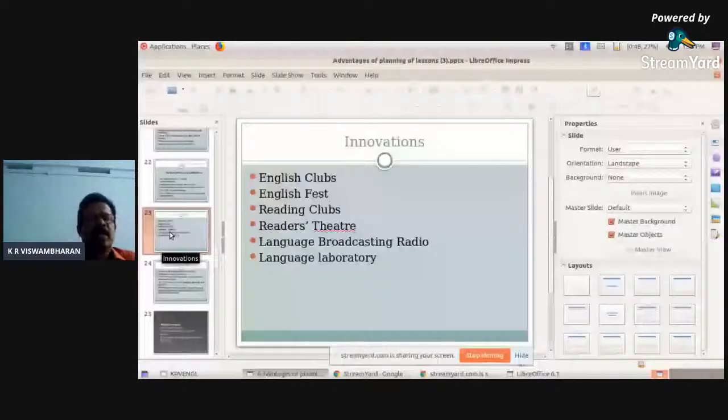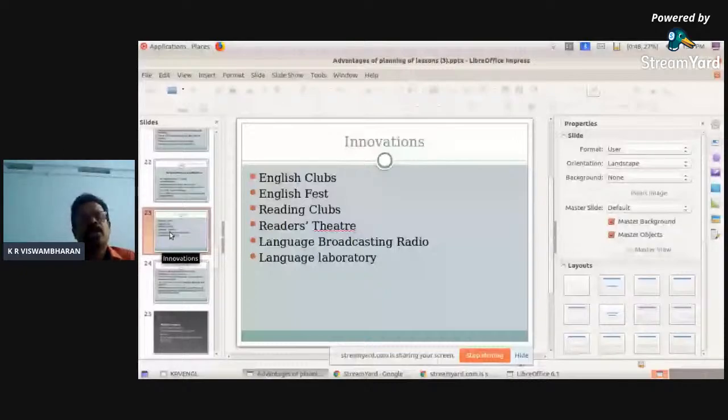Another one is reading clubs. The major objective of reading clubs in a school is to improve the reading habit, to inculcate the reading habit. Reading clubs can make use of materials suited to the age as well as the field of interest of students. So reading clubs can organize various activities like reading, review, everything.